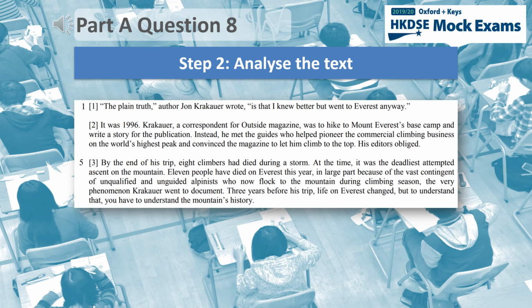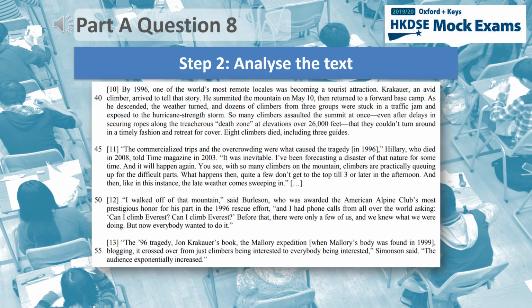It mentions that in 1996, Krakauer met some climbing guides and decided to climb to the top of Mount Everest. By the end of his trip, 8 climbers had died during a storm. Most likely, this is the event Krakauer describes in his book. Skim the rest of the text to see if you can find any other information that supports this answer. There are references to the tragedy in 1996 in line 45 and the 96 tragedy in line 54.